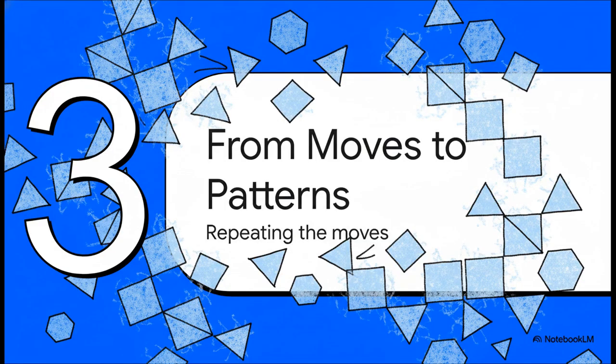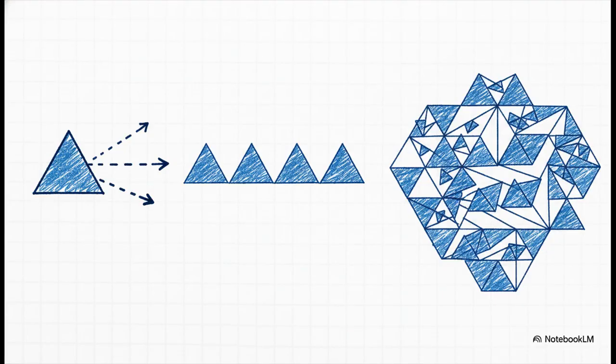Okay, so we have our shapes, we have our moves, now let's put it all together. This, my friends, is where the magic really starts to happen. This is where simple repetition creates the most breathtaking complexity. And here it is. This is the big secret, the main takeaway of this whole thing. A beautiful, complex pattern isn't some random accident. It's just a simple shape following a simple rule of movement repeated over and over and over again. That's it. That's the whole game.